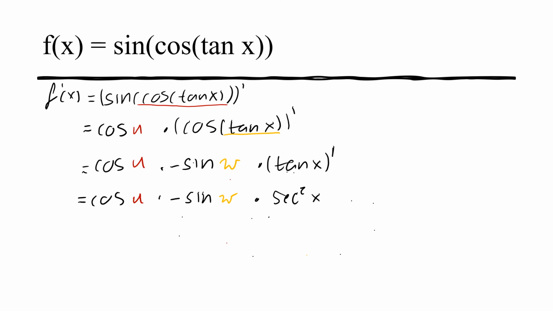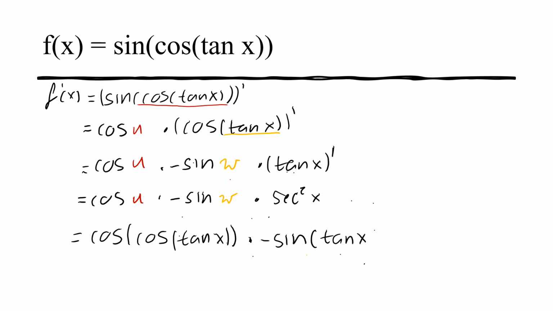So here comes the fun part. We're going to replace the u and w with their respective color equation, I guess. So it's going to have us with cosine of tangent x multiplied by negative sine of cosine of tangent x multiplied by secant squared x.